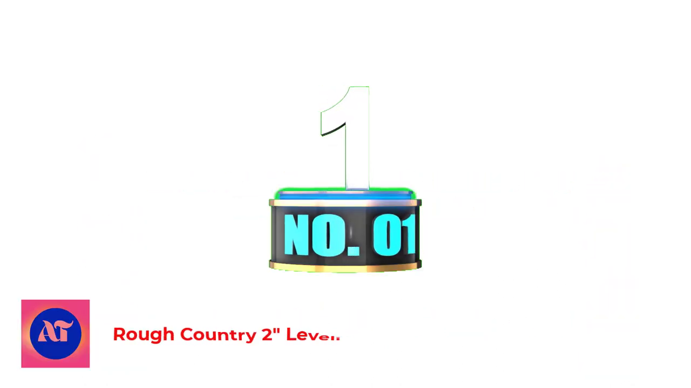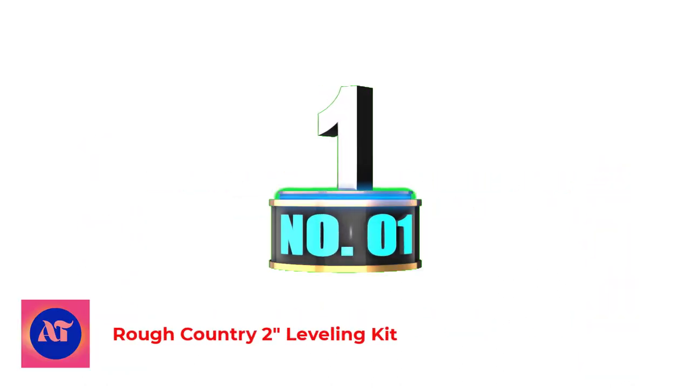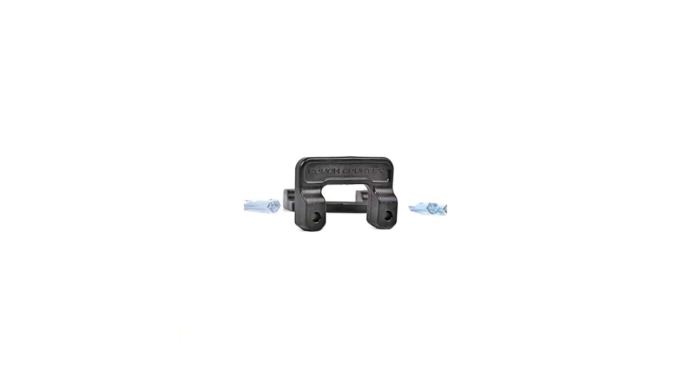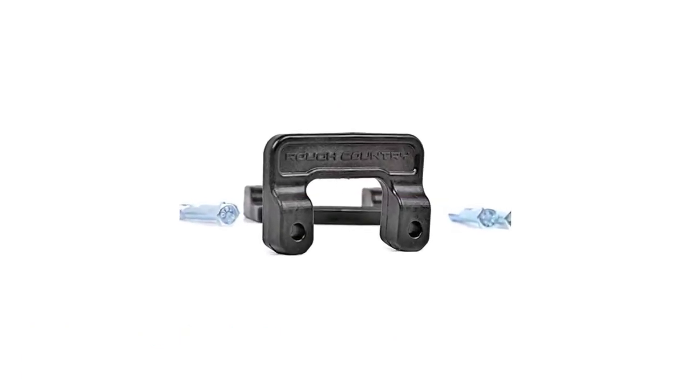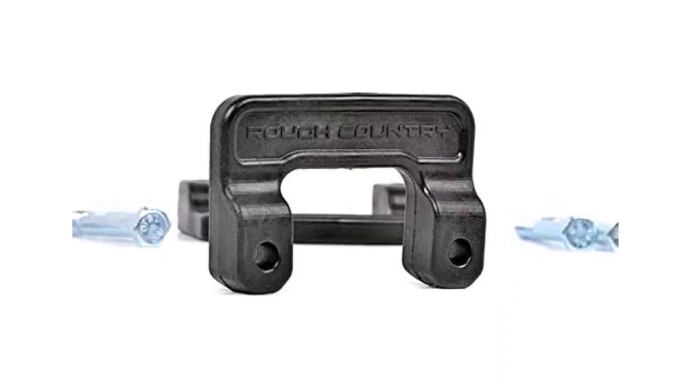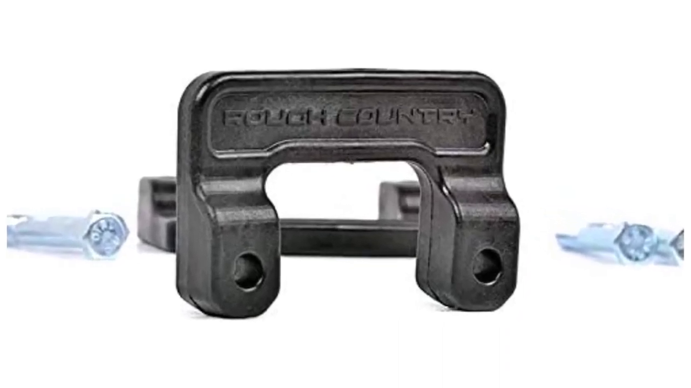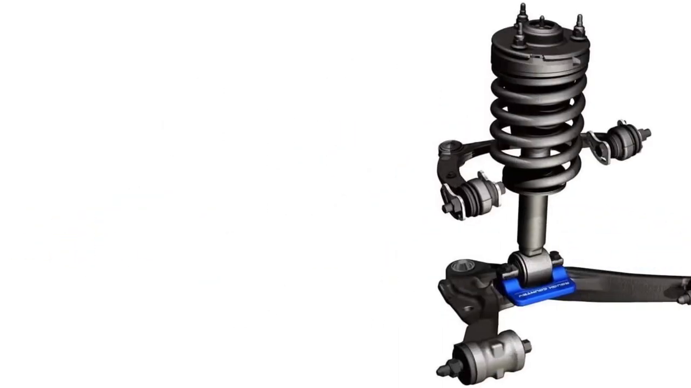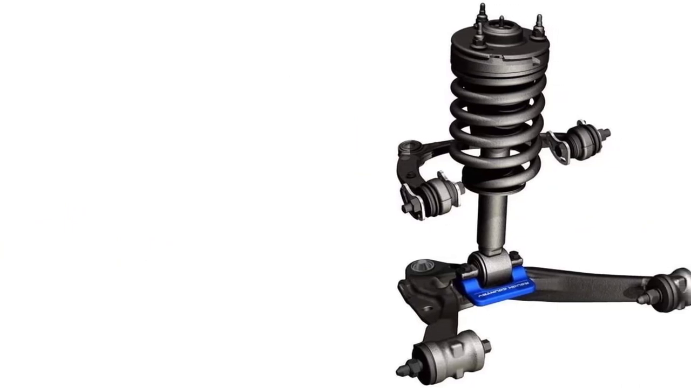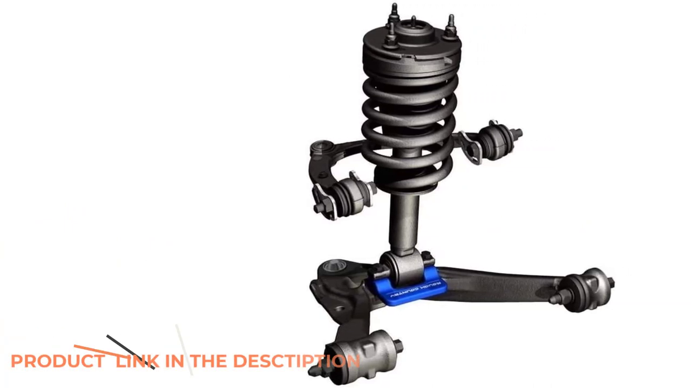Number 1. Rough Country 2 Leveling Kit. The Rough Country 2 best Ram 1500 leveling kit is unmatched in terms of functionality, quality, and efficiency. It provides the ideal extra elevation, levels the front and back of your truck, and is expertly manufactured to fit various GMC and Chevrolet cars.